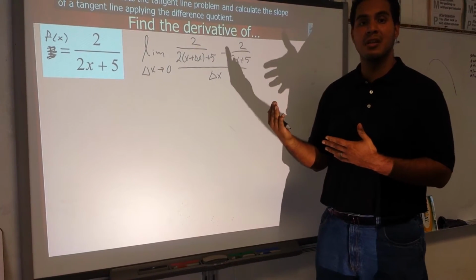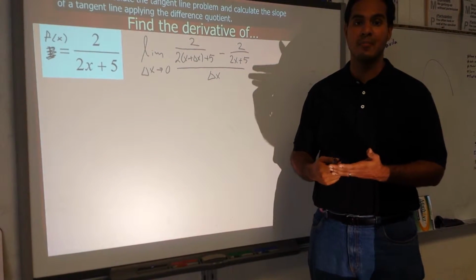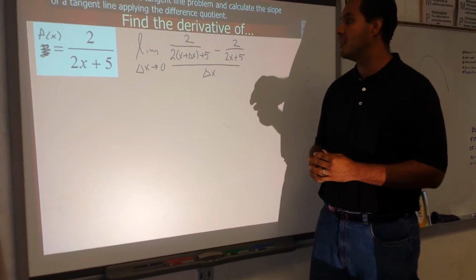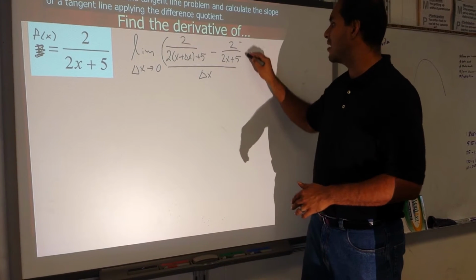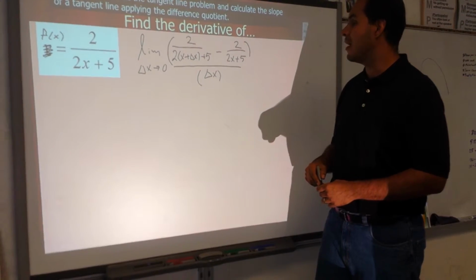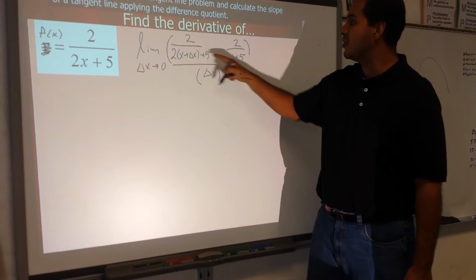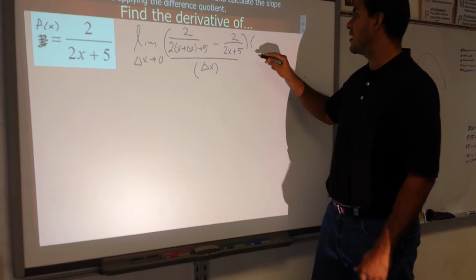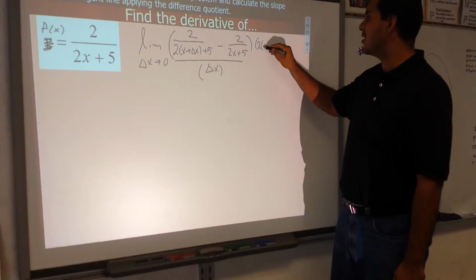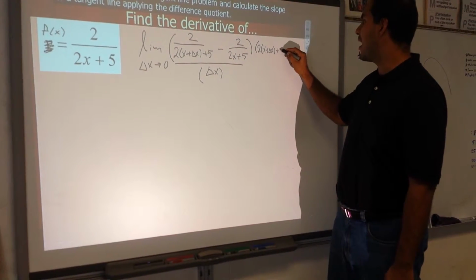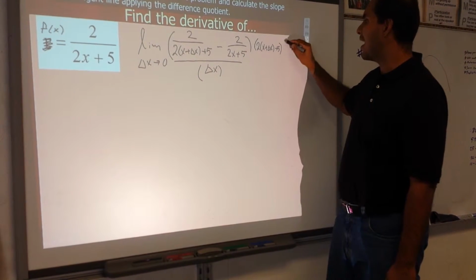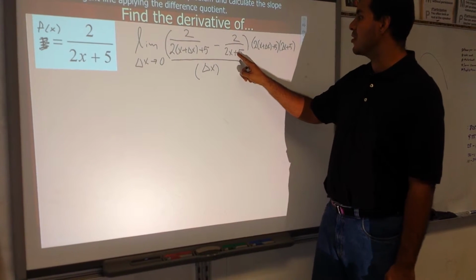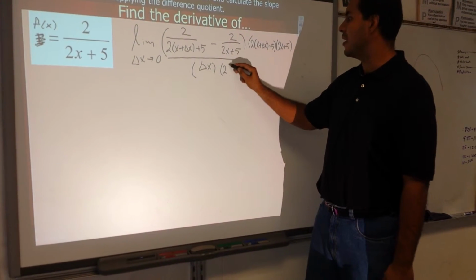Now the way I've been taught to find this limit is a method called clearing the complex fractions. You could also combine these fractions into one, but I'm going to approach it in just a different way. The way I'm going to approach it is I'm going to multiply top and bottom of this limit by the two denominators that I want to clear so that this is no longer a complex fraction. So I'm going to multiply top and bottom by 2 times x plus delta x plus 5 times 2x plus 5. Again, those are the two denominators that I'm trying to cancel out, and I have to do that to the bottom as well.